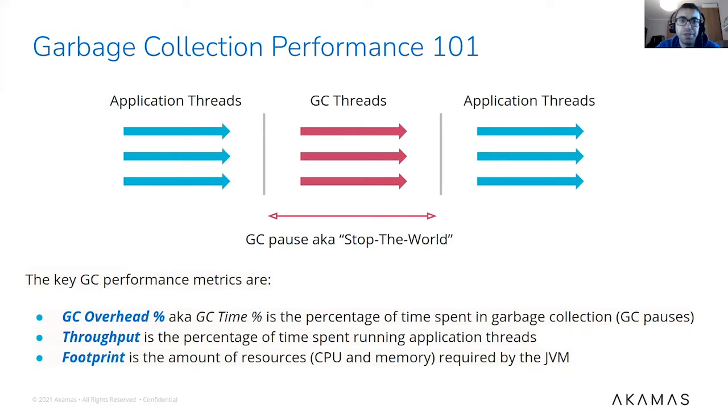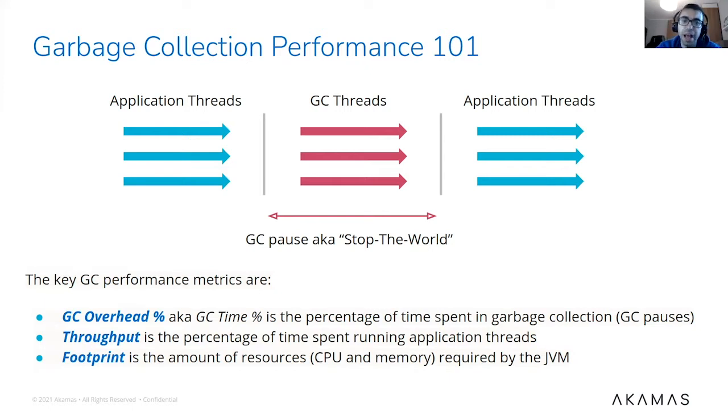To help you understand this myth, let me quickly define some key garbage collection performance metrics. In a nutshell, the main task of garbage collection is to free memory, but to do that, it has to stop application threads. The amount of time it stops the application threads is called GC pause, and the percentage of time spent doing GC is called the GC overhead or GC time.